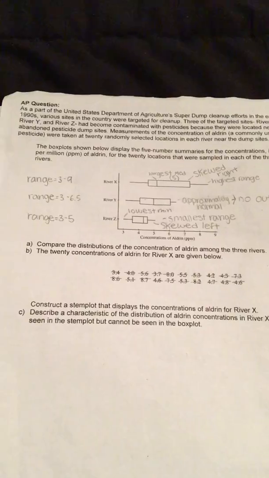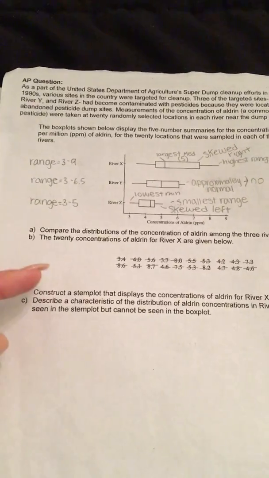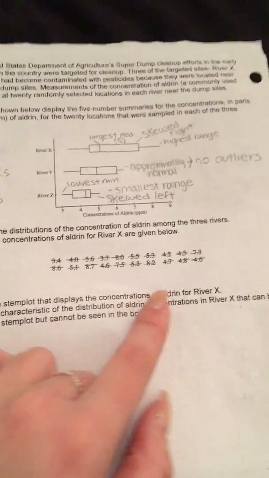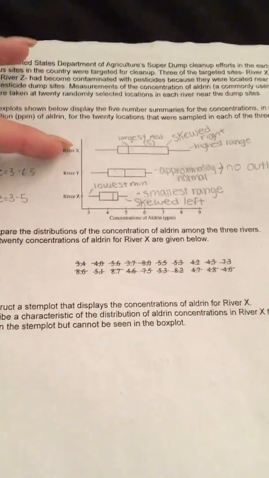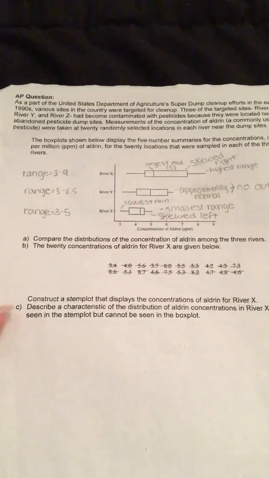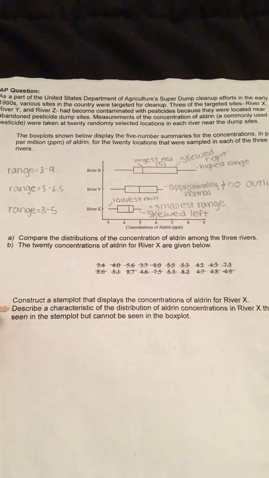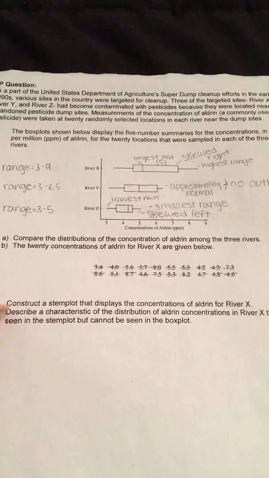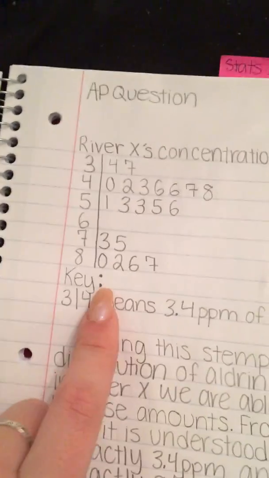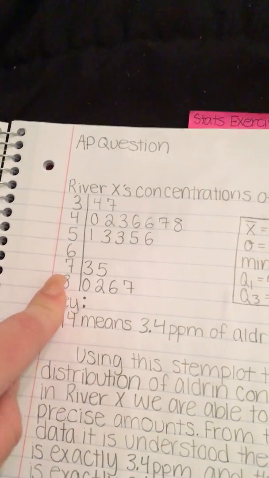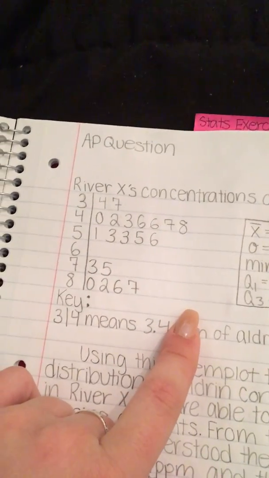Now we go to B, which tells us the 20 concentrates of aldrin of river X are given below, and it gives us all the numbers, which is going to be this one right here, the largest range. It asked us to construct a stem plot that displays the concentrations of aldrin for river X. So a stem plot is right here. So we're going to put the first numbers and then all the following of the counts.